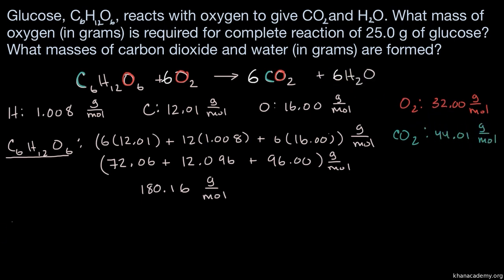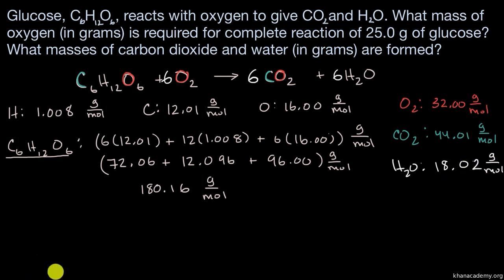And then last but not least, we have the water. And so H2O, this is going to be two hydrogens. So that's 2 times 1.008. So that's 2.016 plus an oxygen. So that's going to be 2.016 plus 16 is going to be 18.016. Once again, we only go to the hundredths place here. So I'm going to round to the hundredths place here. So 18.02 grams per mole.